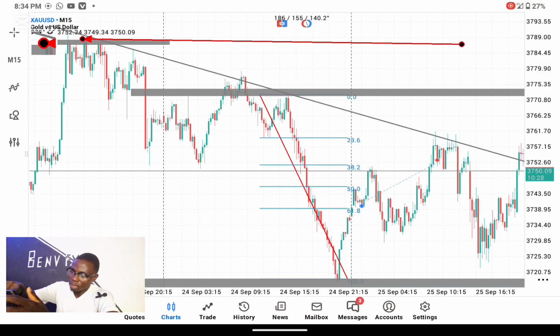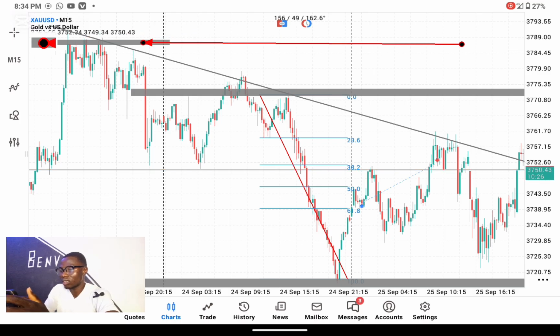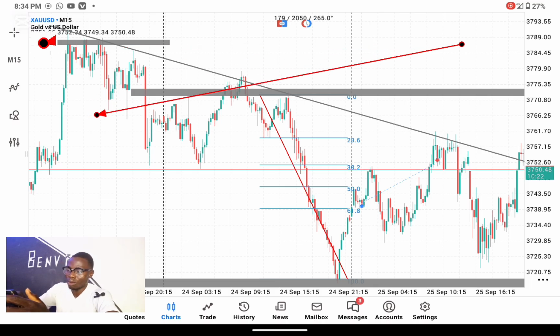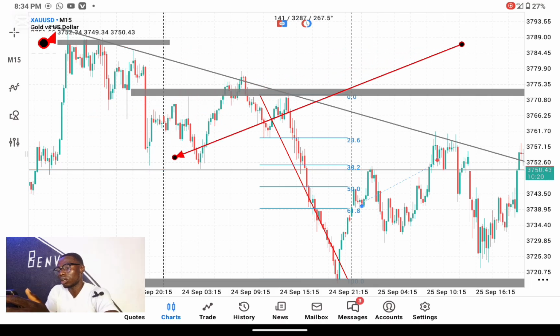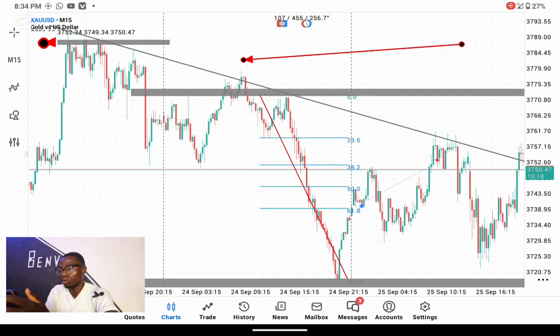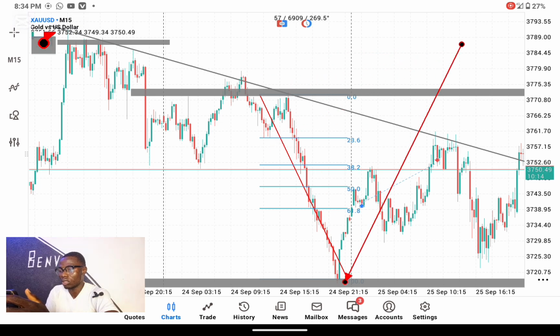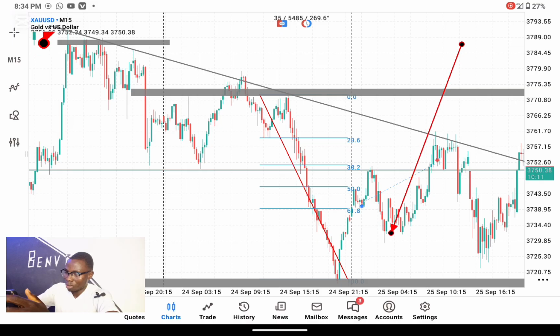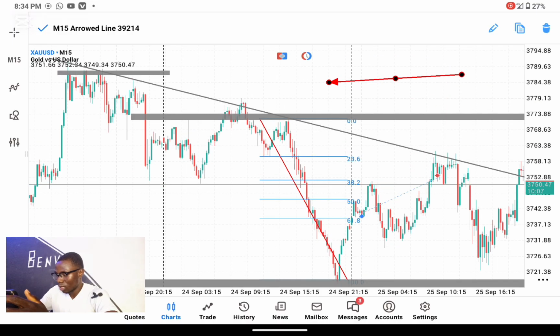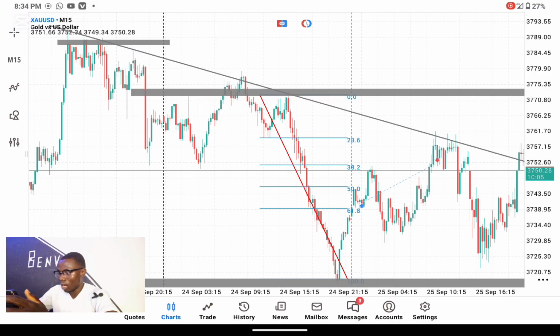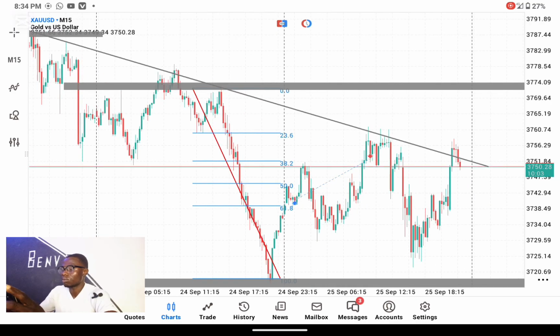You get? Then this is lower high, lower low, lower high here, lower low. Lower high, lower low, lower high, lower low, lower high, lower low, lower high. You understand? I misinterpreted before. So look at the whole thing at this point.